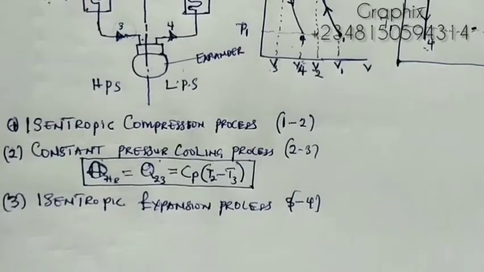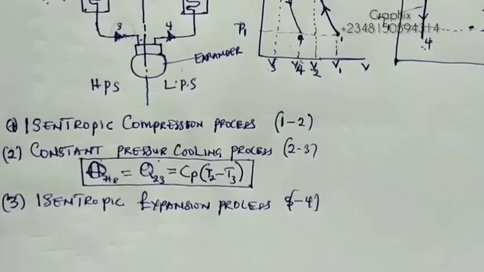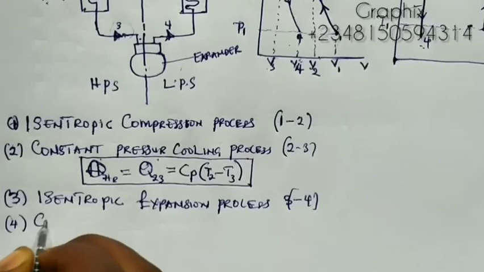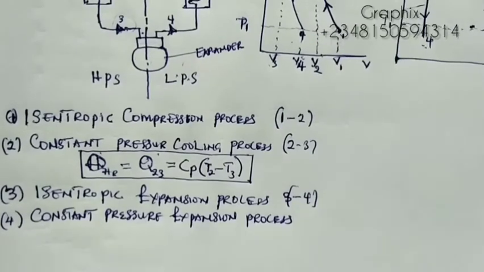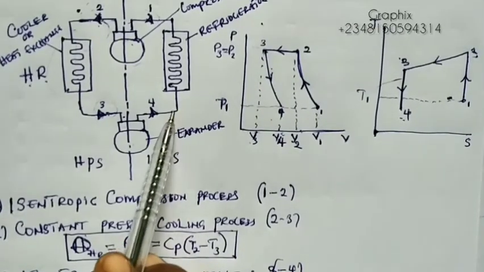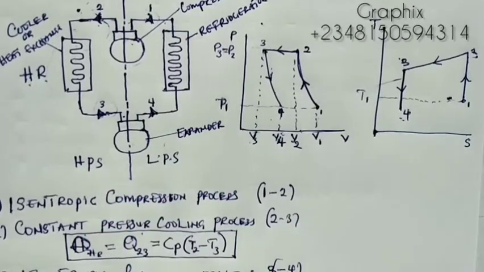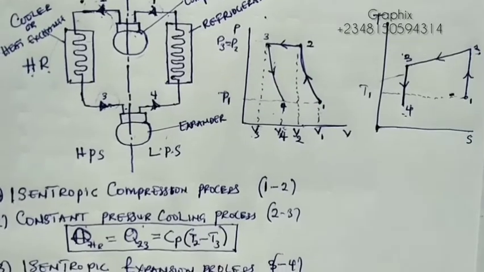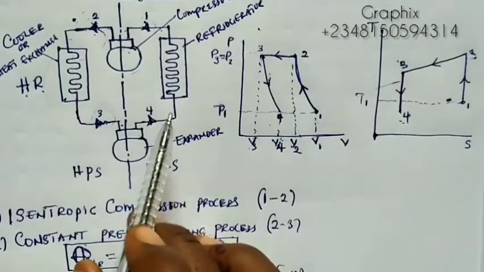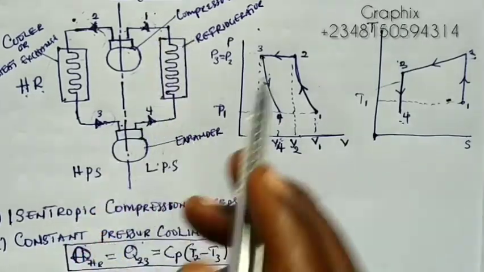The next process we'll be looking at is the constant pressure expansion process. It occurs between state 4 and 1. What happened between state 4 and 1? Between state 4 and 1 is the refrigerator.